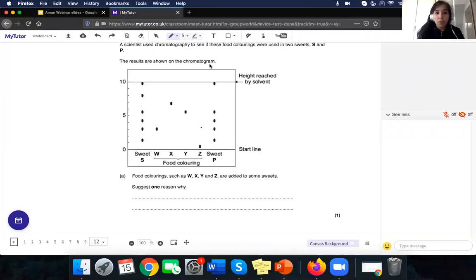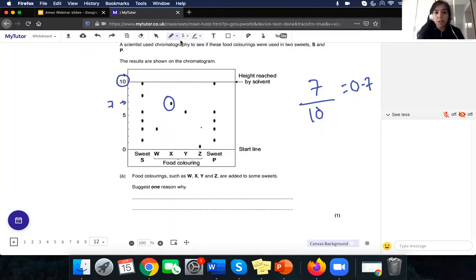Okay, so we've got a lot of answers coming in for X. Excellent, well done. That is the correct answer. It is X there, and we can see X here is at 7. This is X. So that means 7 divided by 10, which is the height reached by the solvent, would give you a score of 0.7. So that's an example of retention factor that they could give you in the exam.